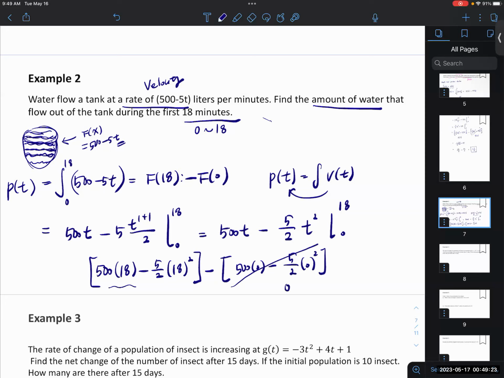So if you calculate this one, it's going to be a very simple number, 8190 liters per minute. So after 18 minutes, you will fill about 8,190 liters. So that's your answer. Does it make sense to you?